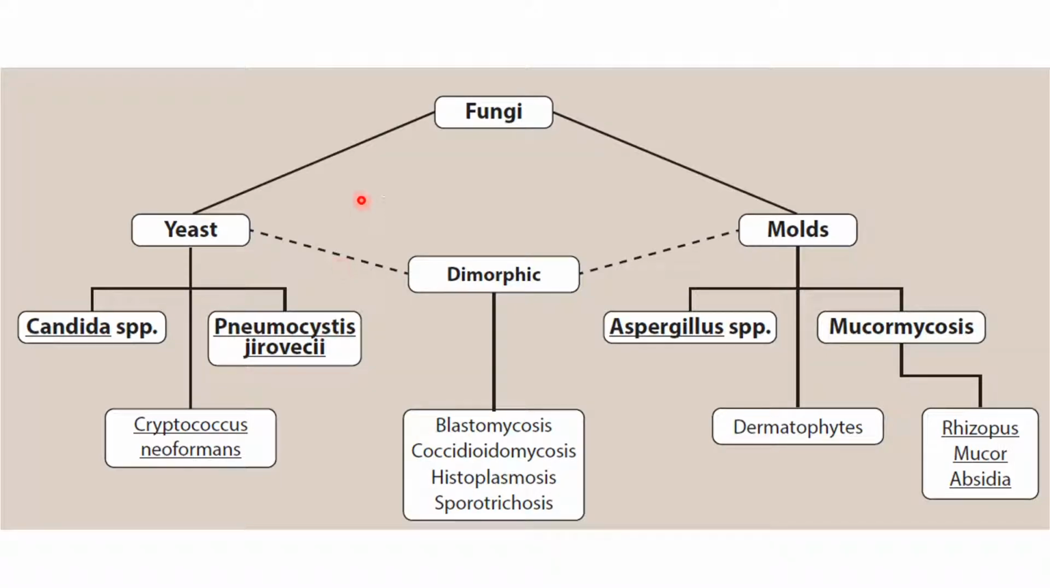So the classification of the fungi includes two types of the fungi. First type, the most important type, is yeast, because yeast is used to produce beer.